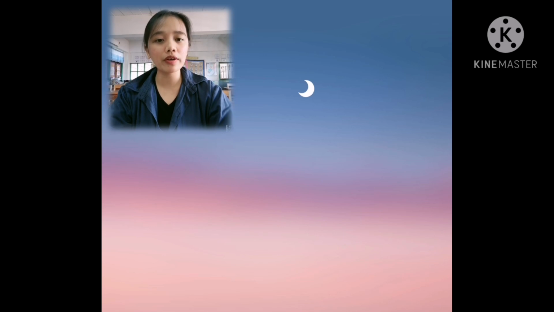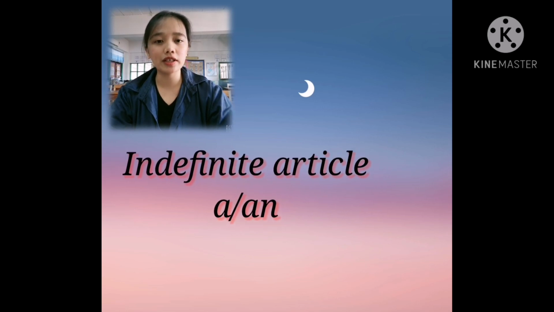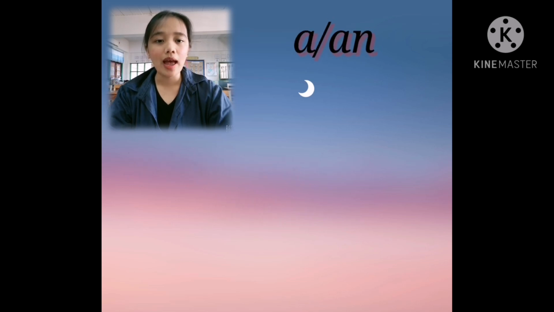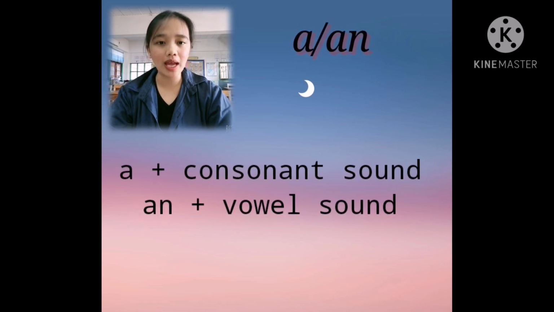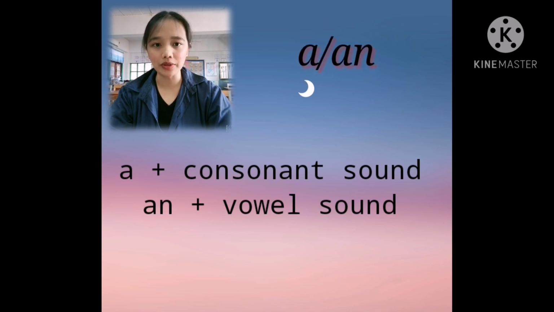So for today, we are going to have a review of a very familiar topic that we've been learning since we were in elementary, which is the indefinite articles a and an. And one thing that we should remember: a goes with a consonant sound and an goes with a vowel sound. Again, it goes with sounds, not letters, okay?